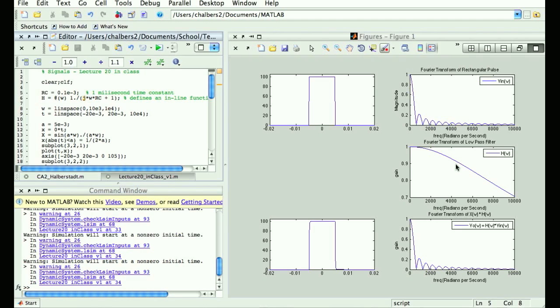When it passed more low frequencies, what happened to my output transfer function, to my output Fourier transform? Closer to the input. It's closer to the input, right? Because remember, output equals input times transfer function. So by opening up my transfer function more, I'm passing more high frequencies. When I pass more high frequencies, what's going to happen to my step response? It's going to rise faster. Why? Because I passed more high frequencies.